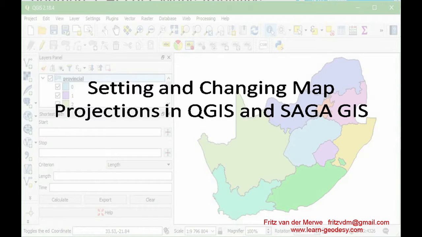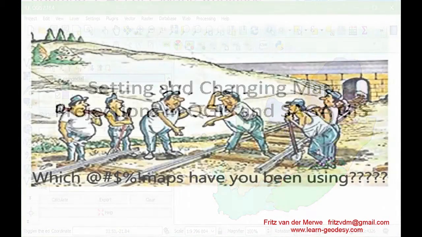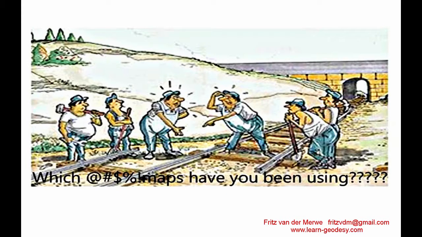Welcome to the series of videos about setting and changing map projections in QGIS and Saga GIS. They're also open source, and we are looking at map projections specifically. I'm sure you've all had situations like this where you get data and it doesn't fit into your data set, it just doesn't fall in the right place. Most of that is due to projections or projection errors.